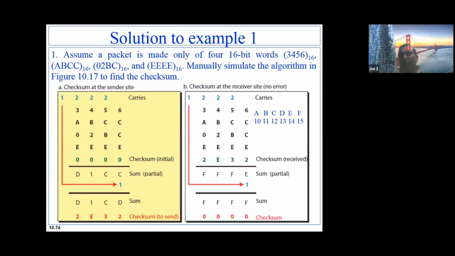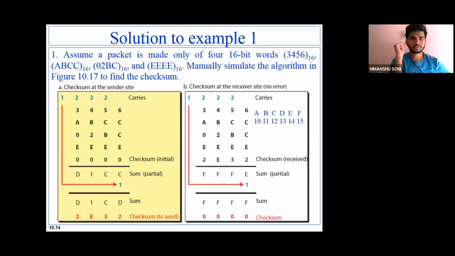18 plus 14. 18 plus 12, 30. 30 plus 14, 44 plus 2, 46. You got the idea? 46.